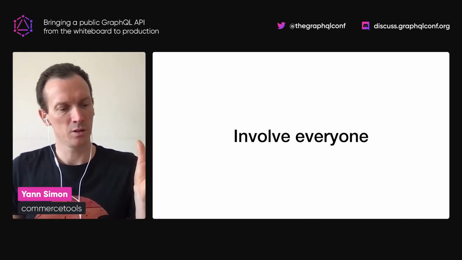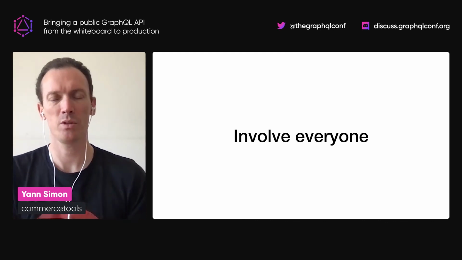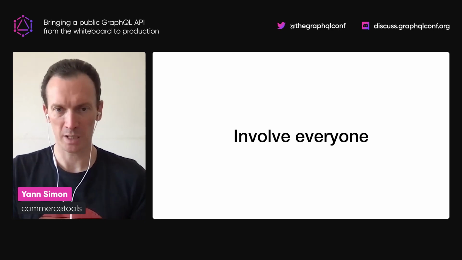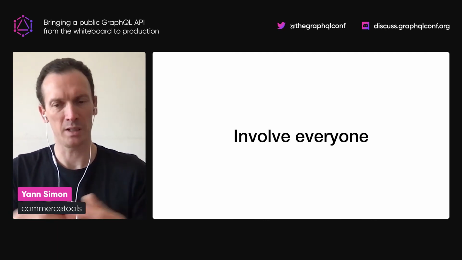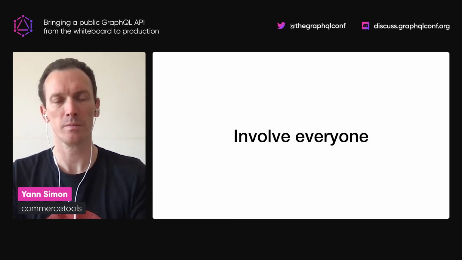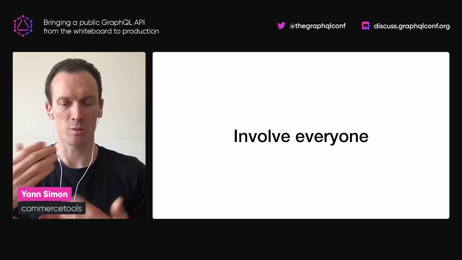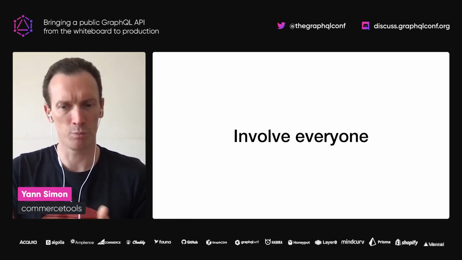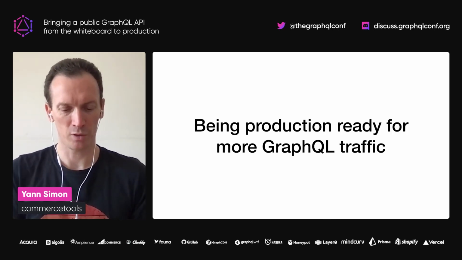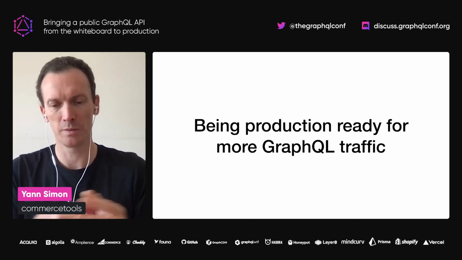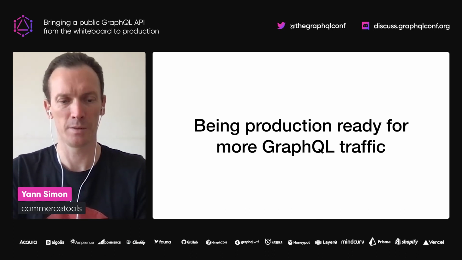Also, it's a process that involves everyone. We spoke about front-end and back-end developers. It also involves product managers. So we are API first, so product managers are involved in the design of our API. But it also involves sales, marketing, and support to explain GraphQL to customers and to support them using GraphQL in production. So now we have a public GraphQL API that we support, and we are ready to have even more GraphQL traffic. That's all I have.